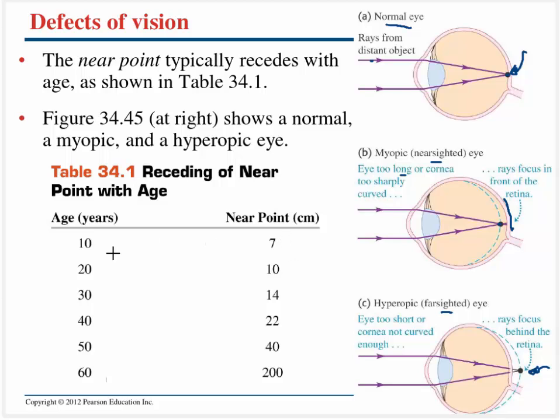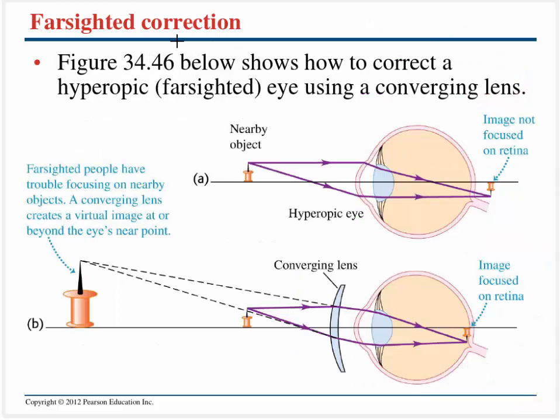Keep in mind, however, that as we get older and older, this near point is going to get further and further away, which really means that we're going to have a harder time seeing objects that are close to us.